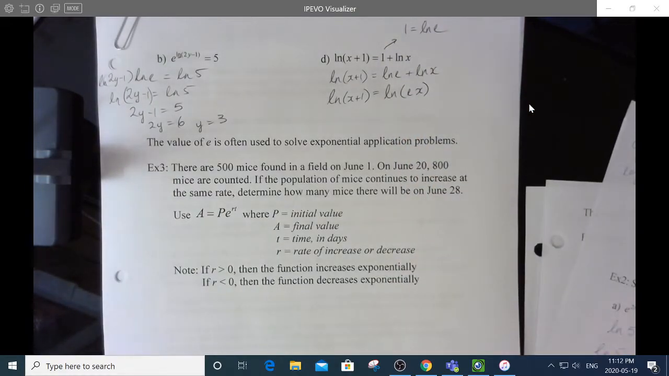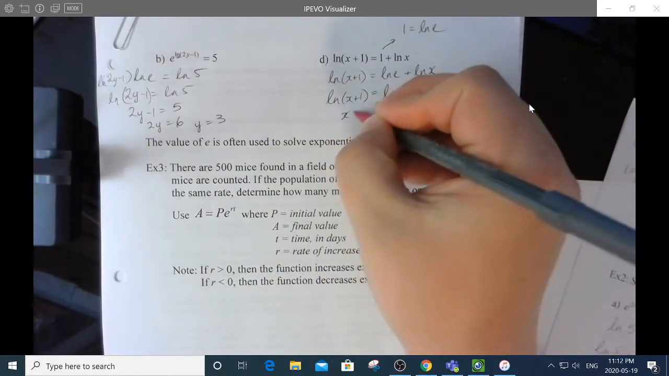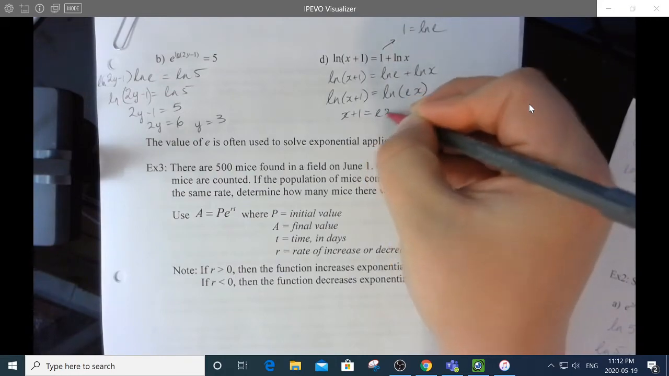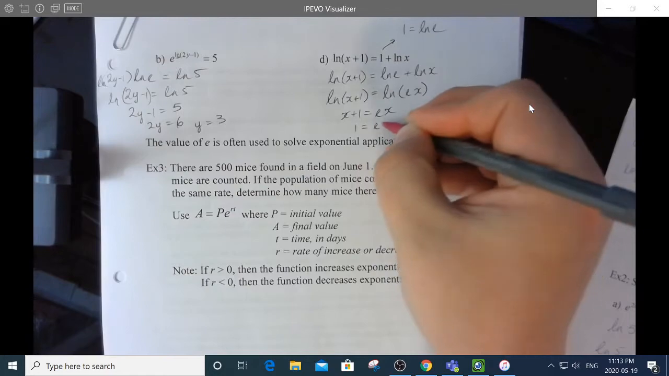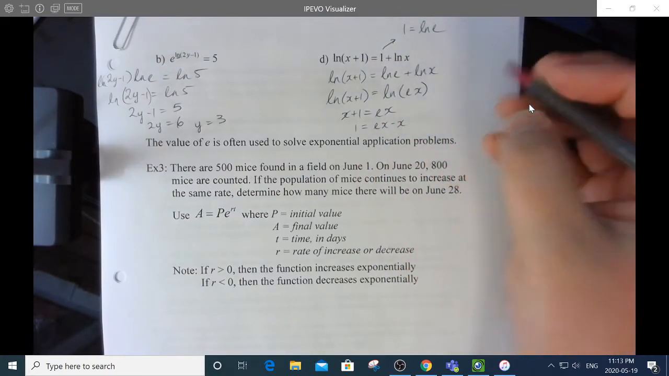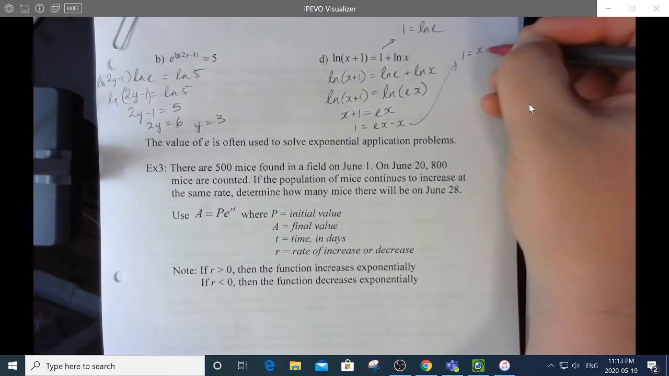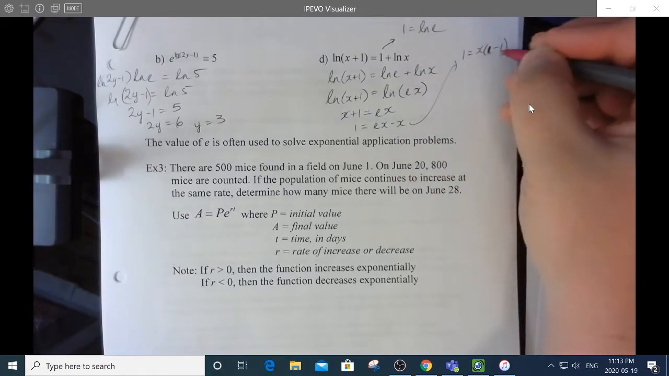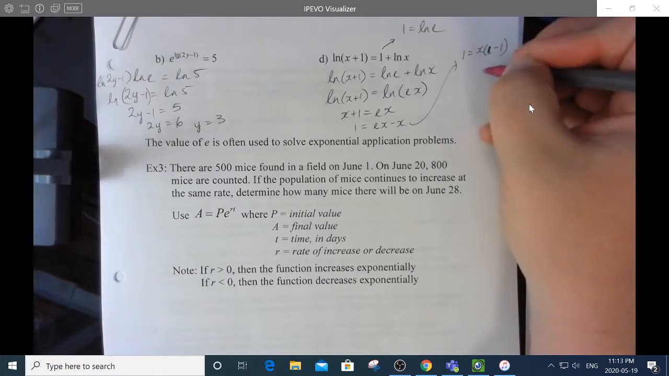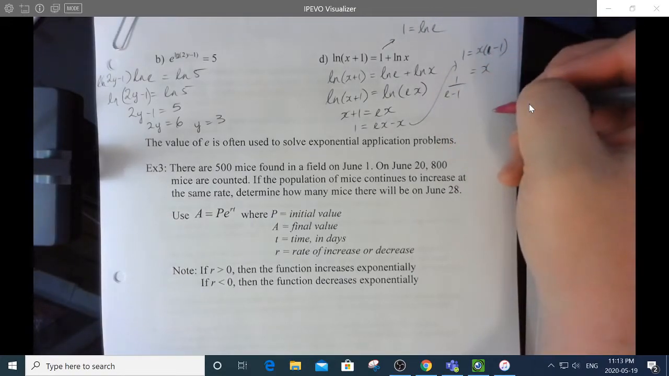Now I can anti-log both sides of the equation because those are full logarithms. So x plus 1 is equal to e times x. Collect your like terms. 1 is equal to e times x minus x. Factor out x, and 1 is equal to x times (e minus 1). The e's first. And then divide both sides of the equation by e minus 1. So x is equal to 1 over e minus 1.